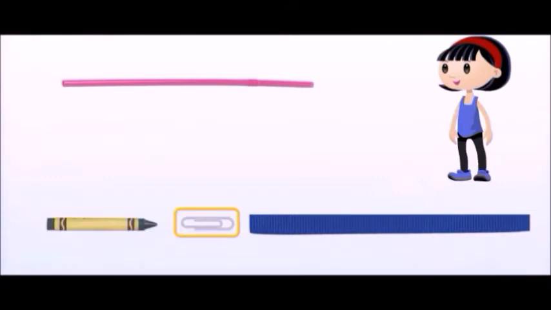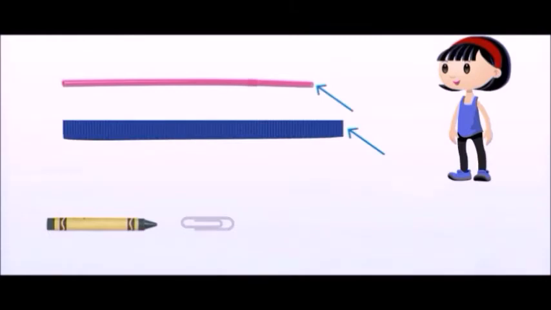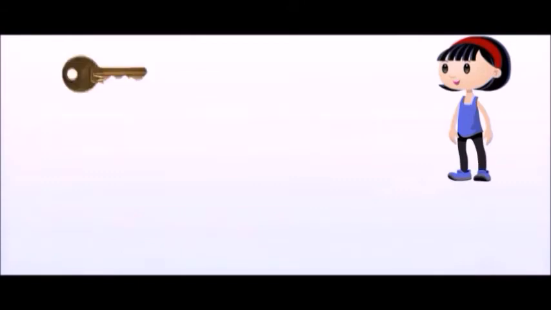Let's try the paper clip. Line it up with the straw. Look at the end of the straw and the end of the paper clip. Is the end of the paper clip longer than the end of the straw? No. So, the paper clip is not longer than the straw, and this is not the object Rosa has. How about the blue ribbon? Line it up with the straw. Look at the end of the straw and the end of the ribbon. Is the end of the ribbon longer than the end of the straw? Yes. So the ribbon is longer than the straw, and this is the object Rosa has.